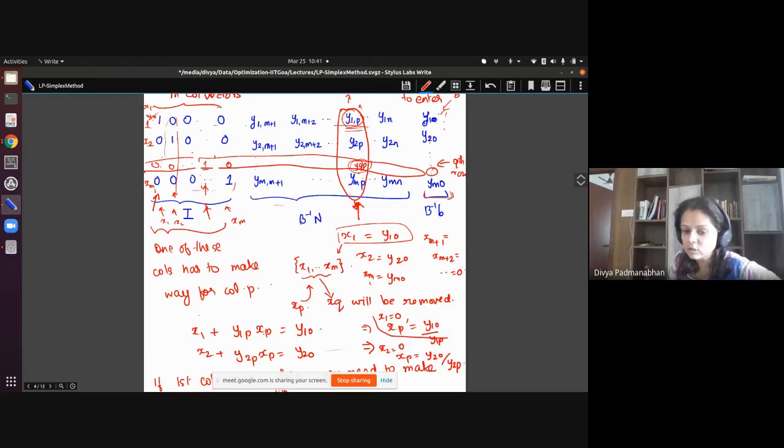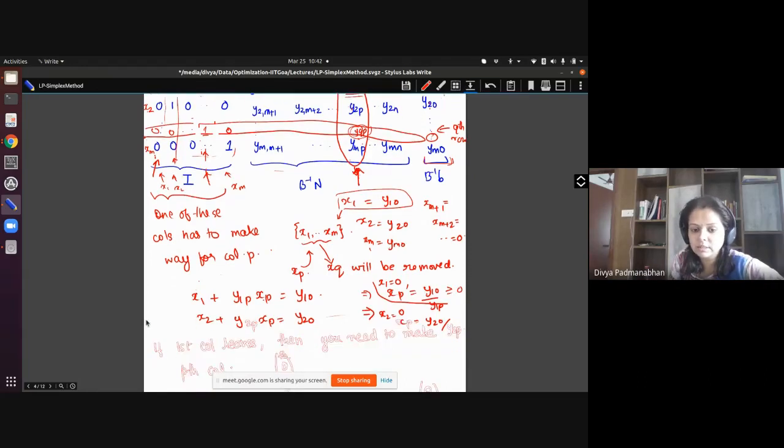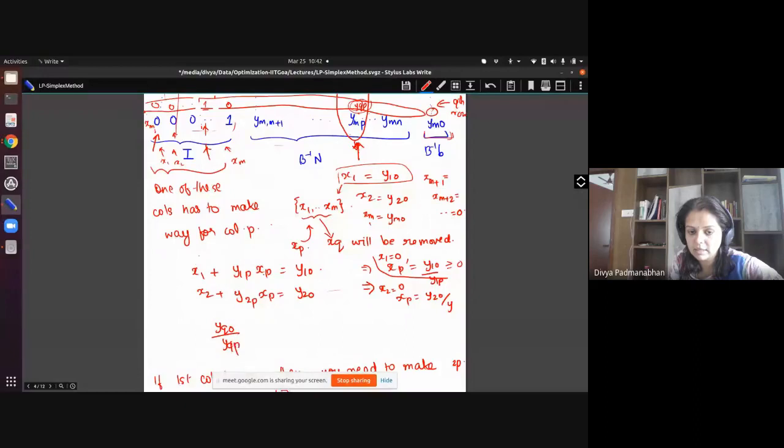Now immediately you see that whichever one enters the system, it should ensure that these xp values are going to be greater than 0. So if x1 is going to leave the system, then you must have that y1 0 by y1p is greater than or equal to 0. In general, if the qth basic variable is going to leave the system, then you must have that yq 0 by yqp has to be greater than 0, if q is the one that is leaving the system.